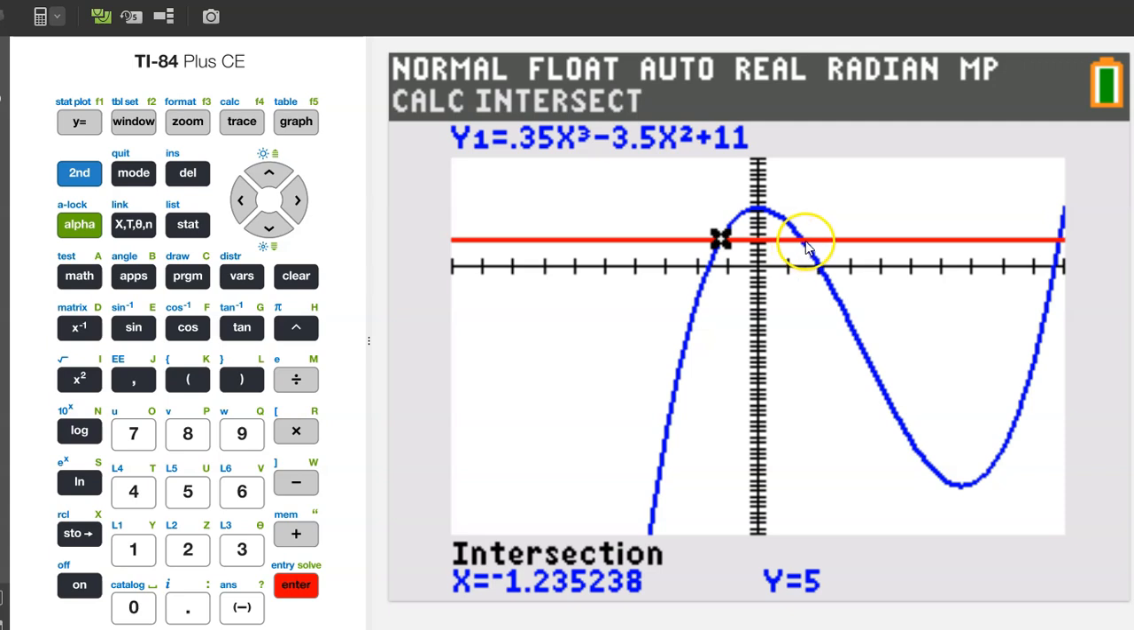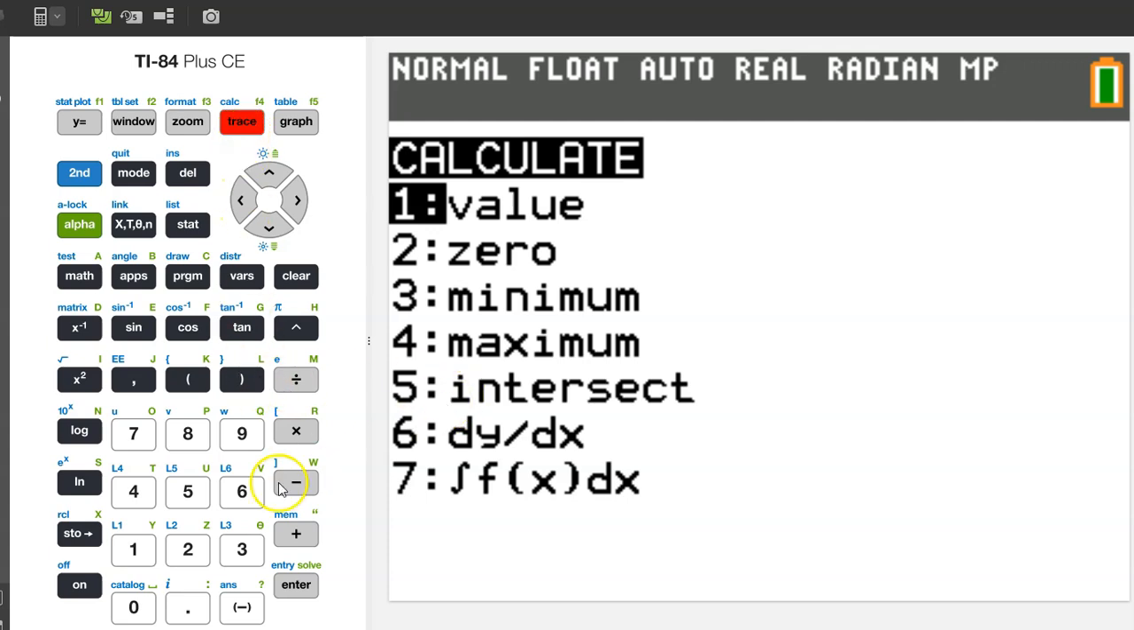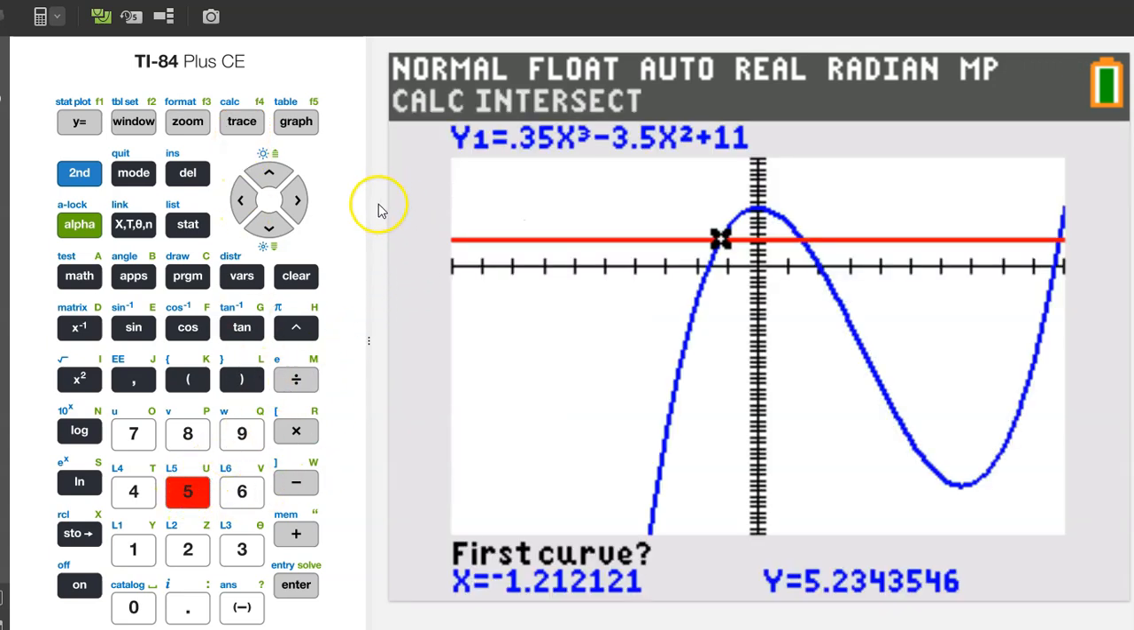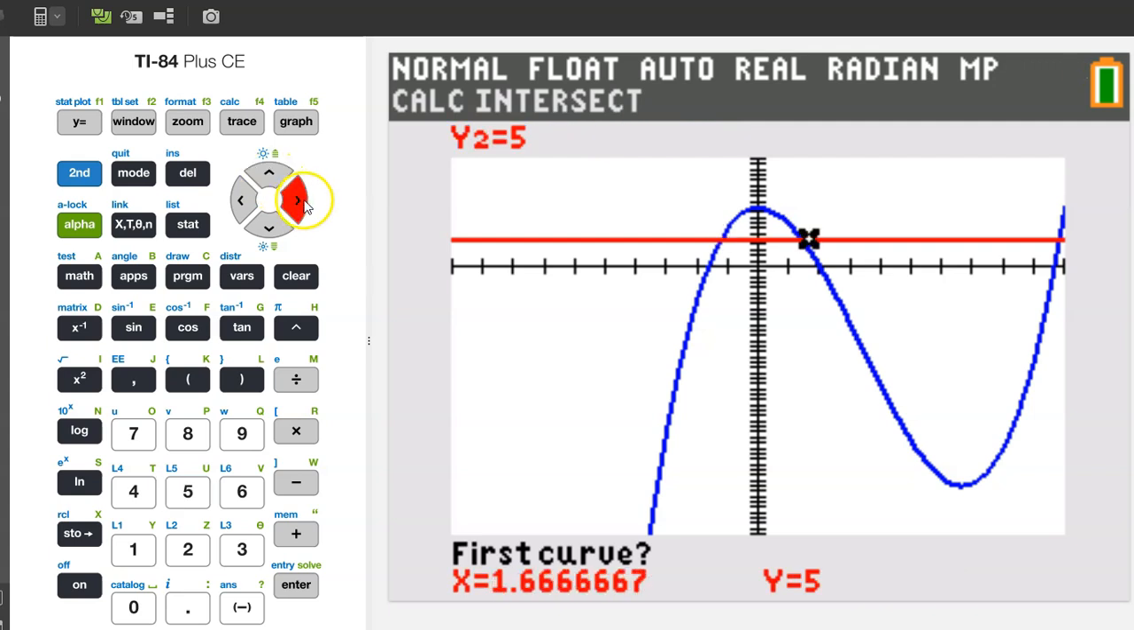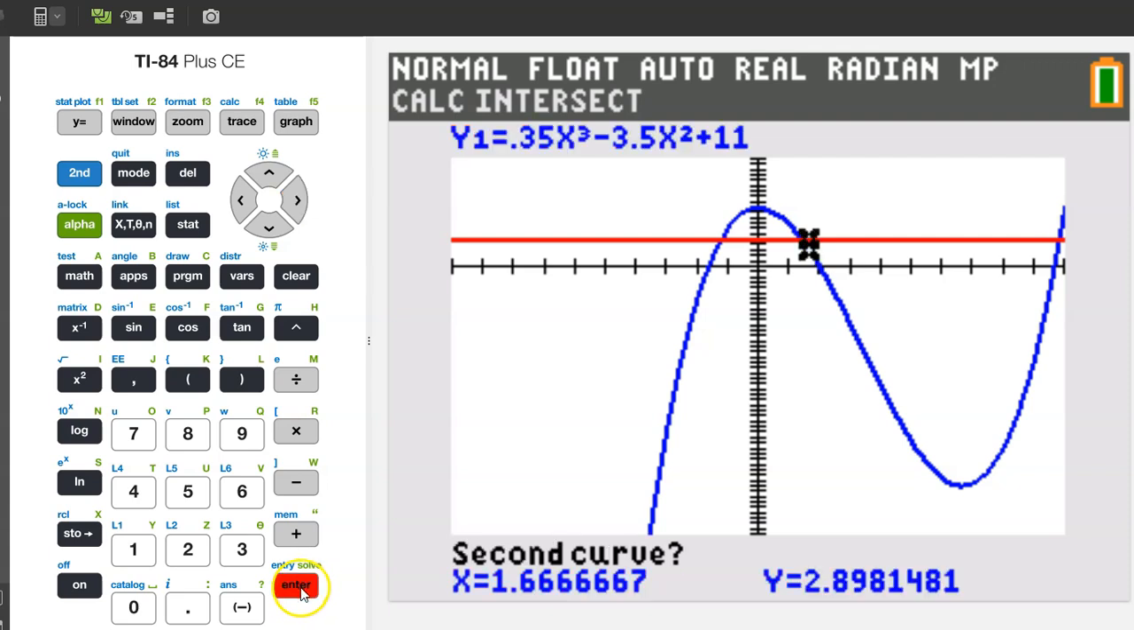Let's find the next value where g of x is equal to 5. So hit second trace, intersect again, and I'm switching to red, and just move over to the second point of intersection and hit enter 3 times. Enter, enter, enter. 1.412 if you truncate, or 1.413 if you round.